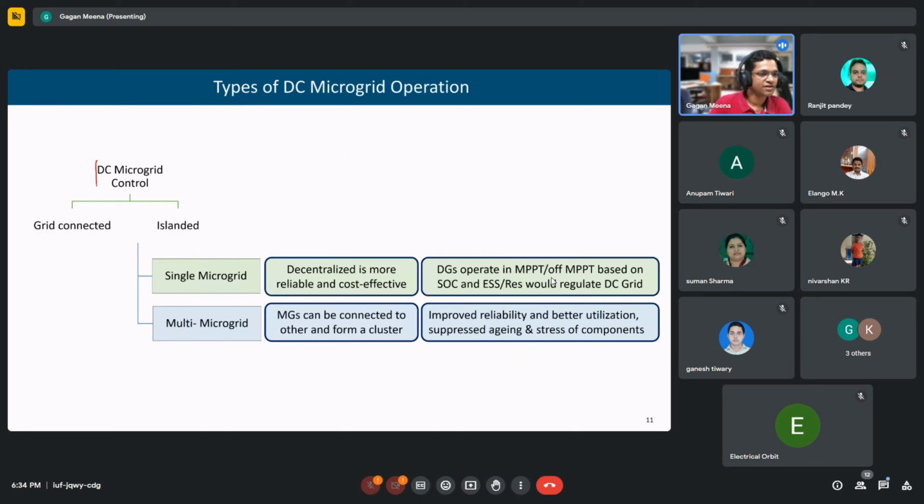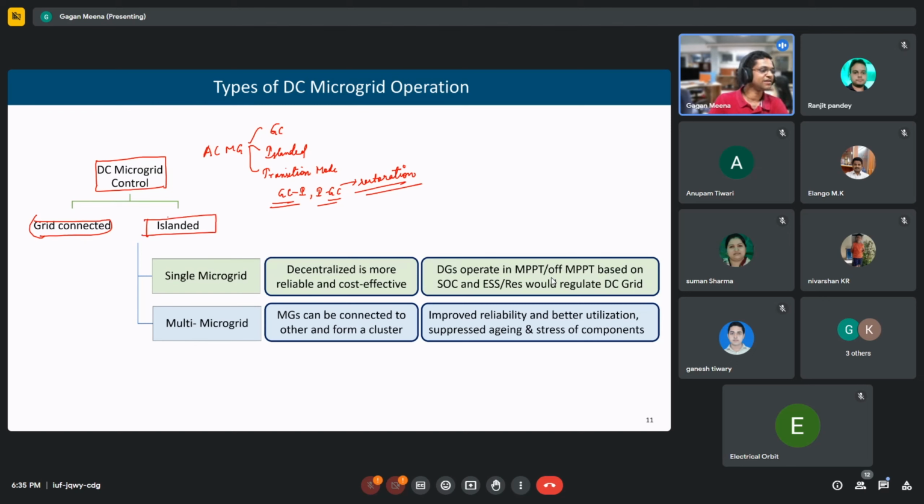Then DC microgrid control. Just as we saw in AC microgrid also, there can be three different modes. One is grid connected, then islanded, and then there are transitions. One is from grid connected to islanded, and islanded to grid connected. These two modes are there. So this is a restoration. So here we have grid connected and islanded signal in the DC microgrid also.